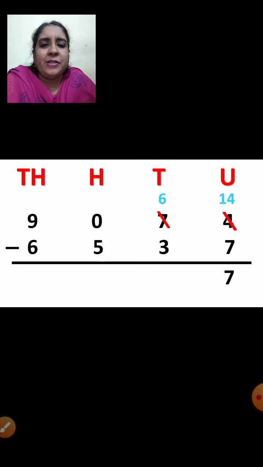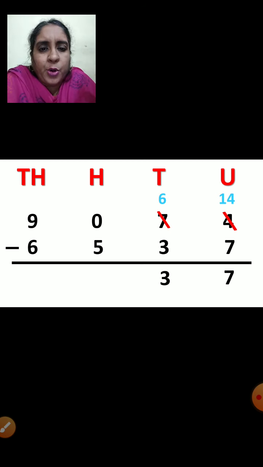Very good, children. Now we will go to the tens place, right? Now in the tens place, see the numbers. 6 minus 3. Now 6 is big. You can take 3 from 6, right? What will be the answer, 6 minus 3? Yes, it is 3. Very good.